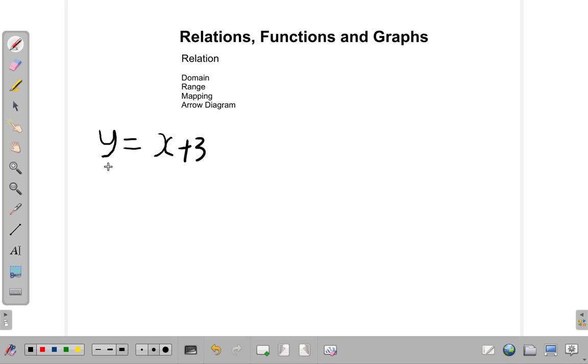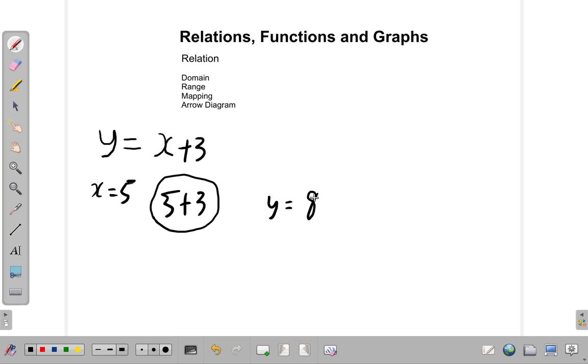Now, in this case, what you do is put in the value of x, suppose x is equal to 5. Then what you have to do is say 5 plus 3. This is the rule. And what you get out for y is 8. So you have a relationship between them, right?